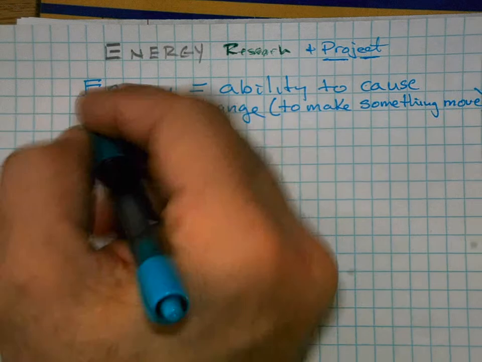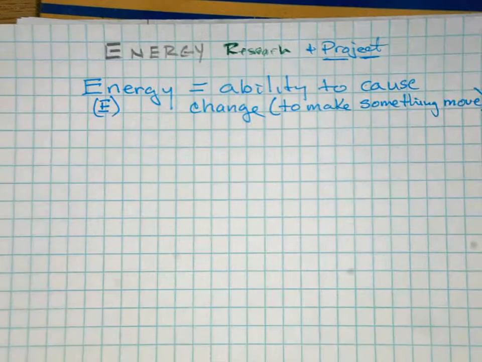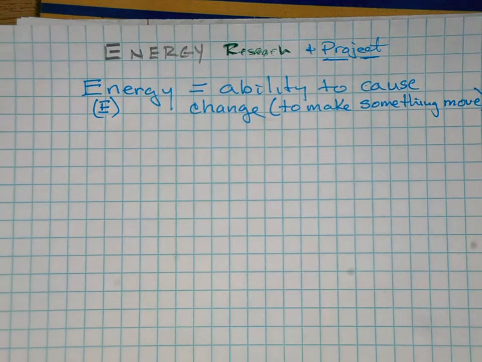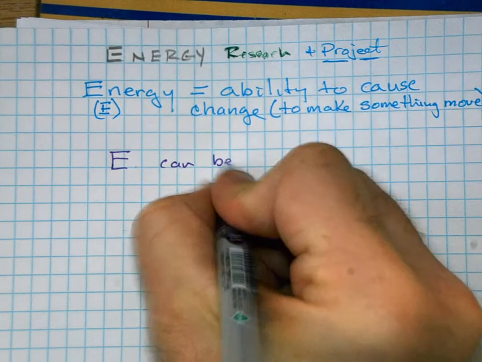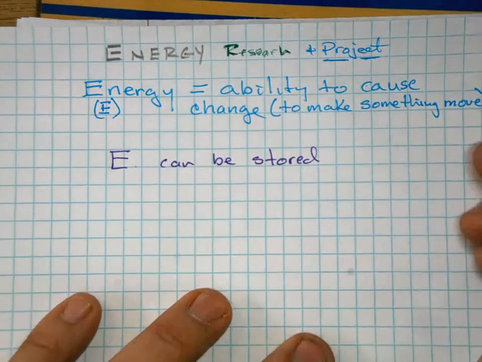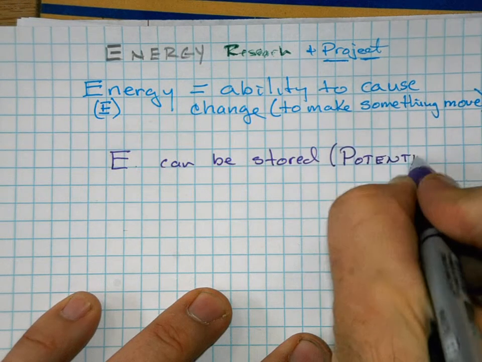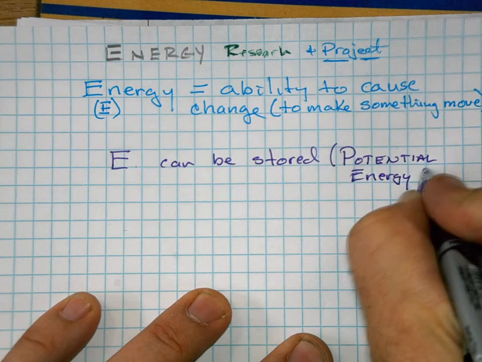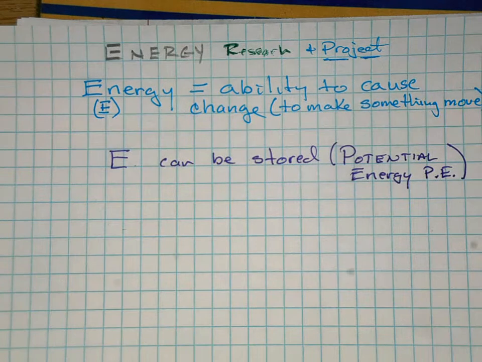I'm going to abbreviate energy, and I recommend you do for these notes, just as a capital E. It'll make it easier. Energy can be stored. We'll call that potential energy, which we'll tend to abbreviate PE. It's just storing energy. There are several ways that can happen. We'll go over that.